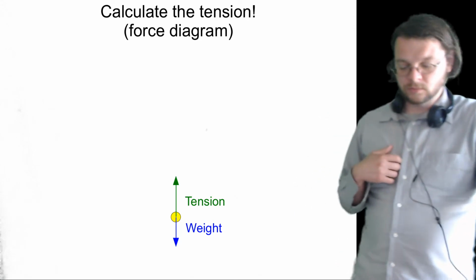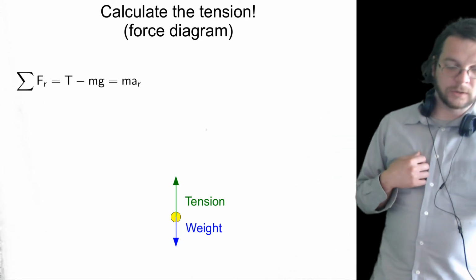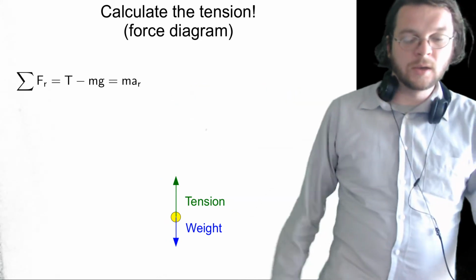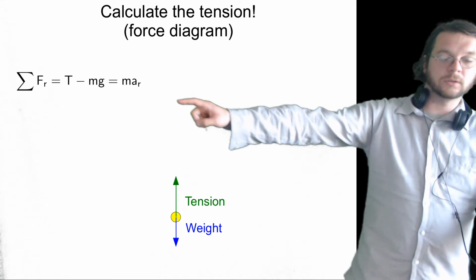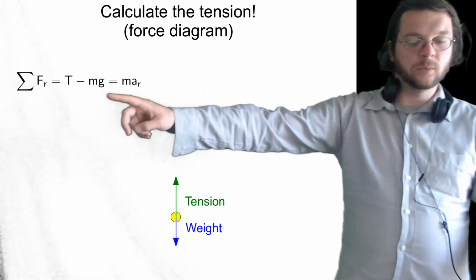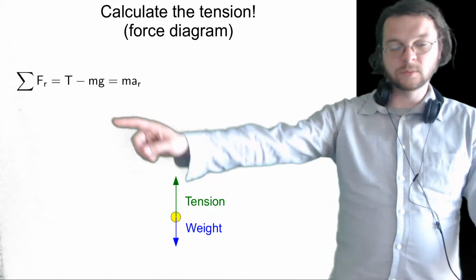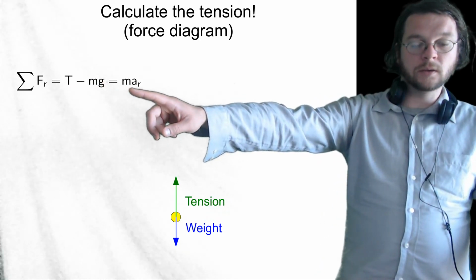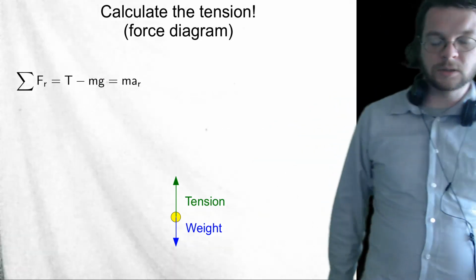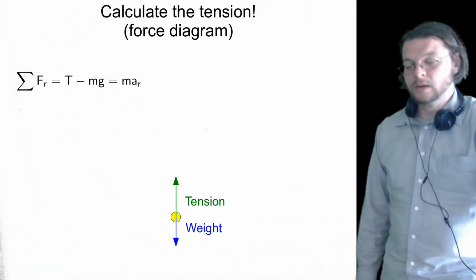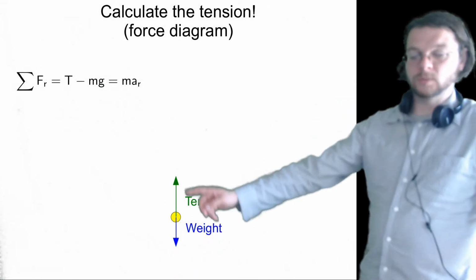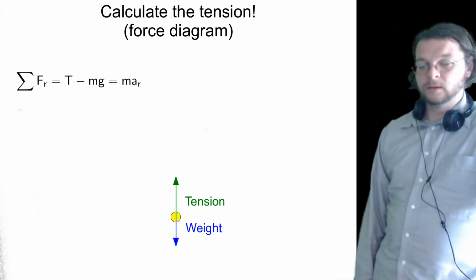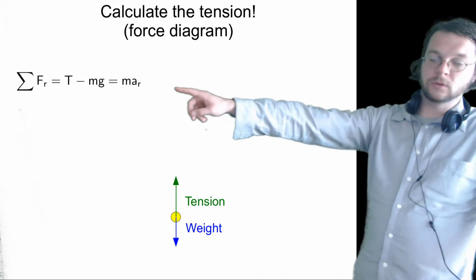And so I can sum the forces in the radial direction, and the tension is pointing towards the center of the circle, so we can say that that's positive. The weight is pointing away from the center of the circle, assuming g is plus 9.8. And the difference between those two forces equals the mass times the acceleration of the thing. Now we know this ball is moving in a circle, which means that anything moving in a circle has an acceleration of v squared over r.